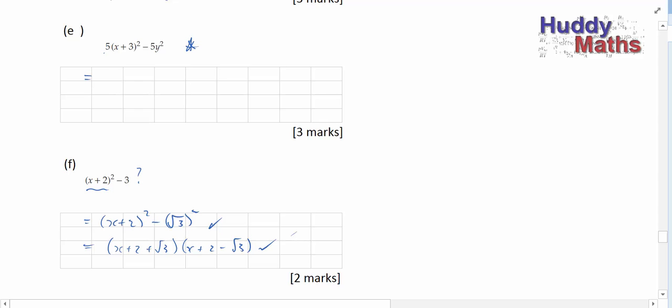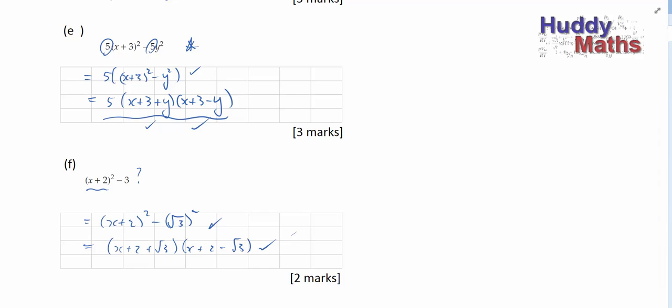So we have a common factor of 5. So it's 5 outside of x plus 3 squared take y squared. Okay, so then it's 5 times x plus 3 plus y, x plus 3 take y. Okay, so that one is worth a bit more, so we could say 5 for taking out the common factor of 5, and then 1 for each of the brackets to give you 3. A little bit harder, that one.